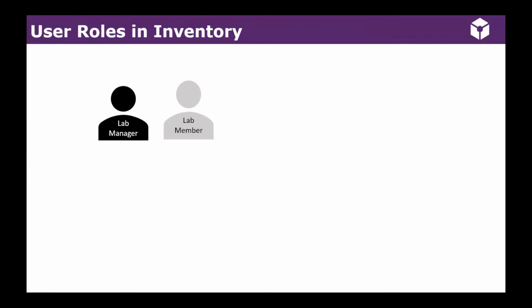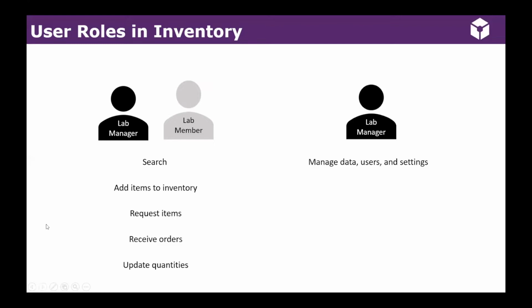People with the lab manager role may or may not have that title in real life, but they are the ones who have the responsibility for ordering inventory, tracking it, and storage. Lab members may be researchers, grad students, postdocs, and so forth. Both of these user roles can search, add items to inventory, request items, and update inventory. Lab managers have additional privileges in inventory. They can manage the data, users, and settings, and manage all the steps of the ordering workflow.